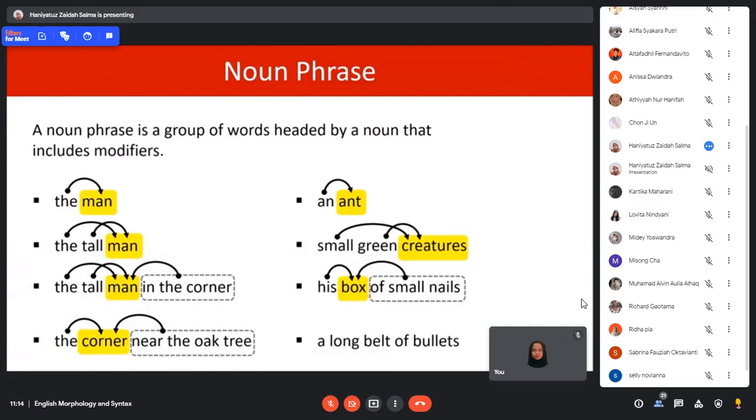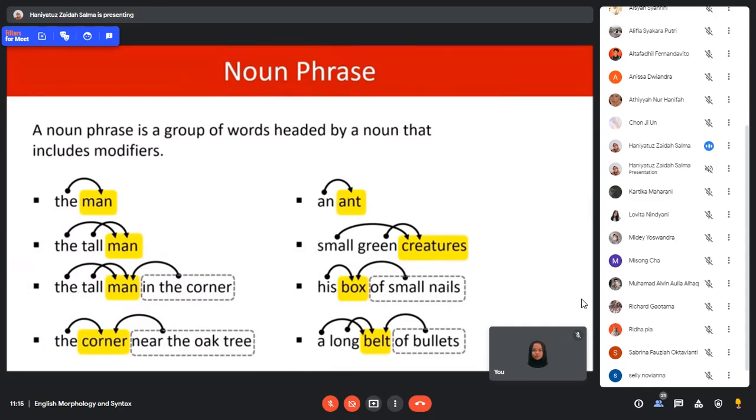A long belt of bullets. A and long modified belt. So does the prepositional phrase of bullets. Okay, hopefully you're starting to get a feel for what noun phrases are.